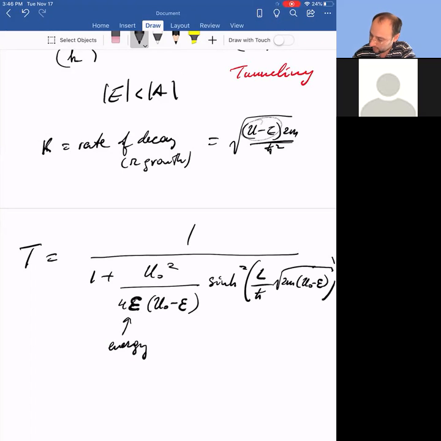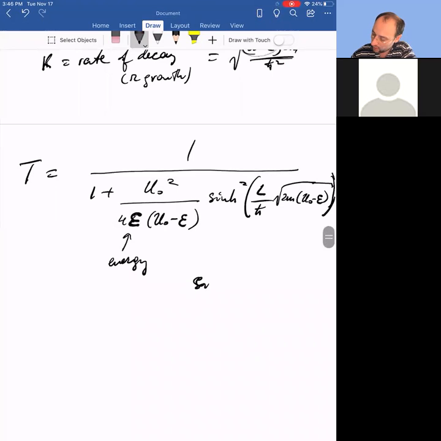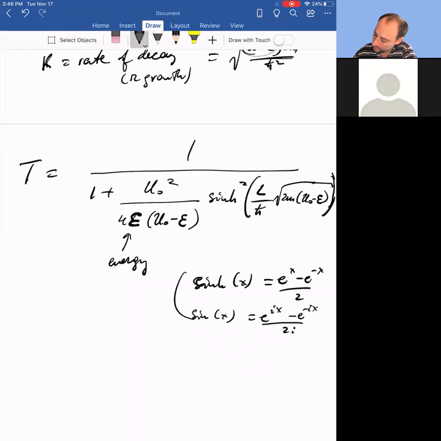By the way, sinh of x equals e to the x minus e to the minus x over 2. Just like sine of x, e to the ix minus e to the minus ix over 2i. Just a little math trivia.